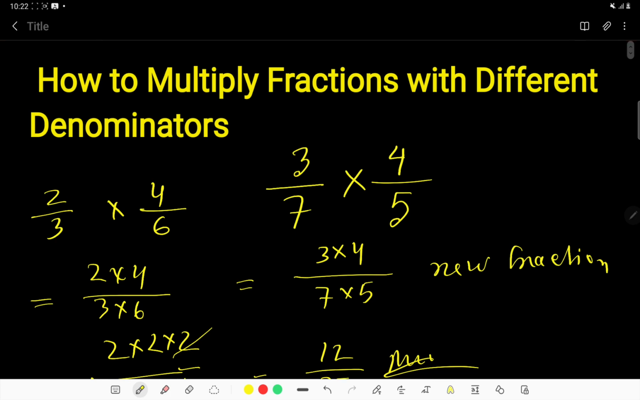So now you can multiply fractions with different denominators.